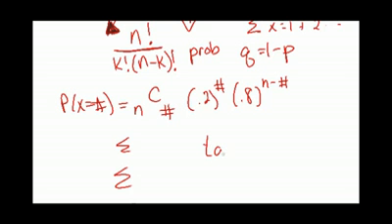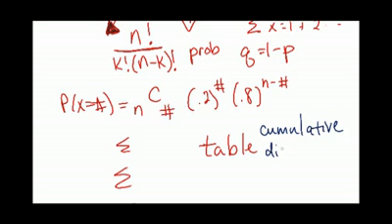What if you're given the table? The table is actually a cumulative distribution table. What does that mean to you? That means that when you look up 5, it's not just giving you the probability of 5. It's giving you 5 plus 4 plus 3 plus 2 plus 1.